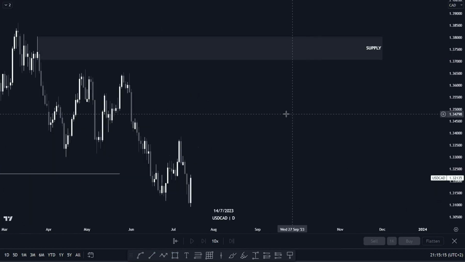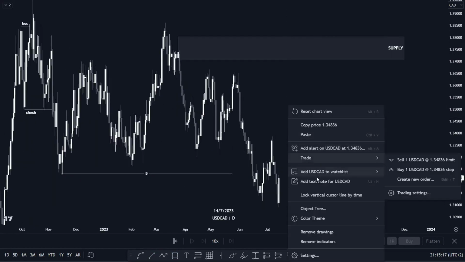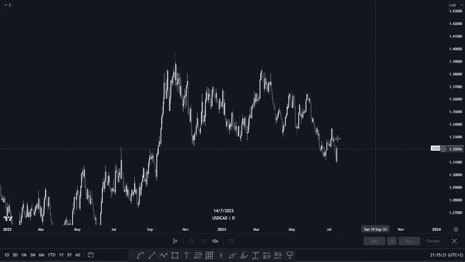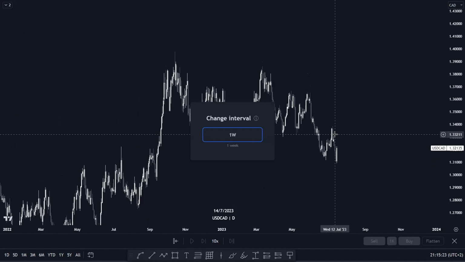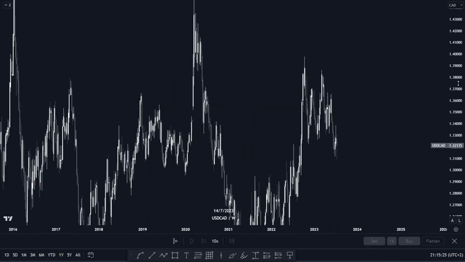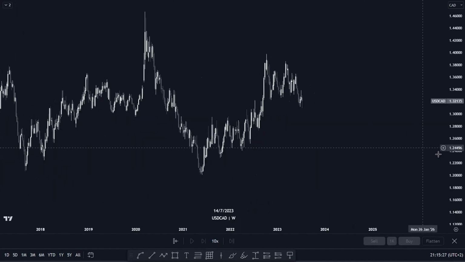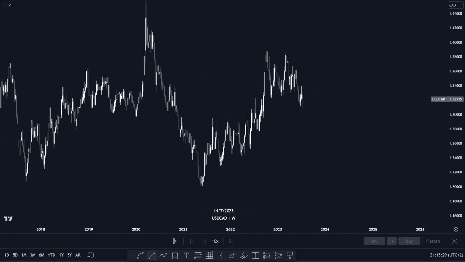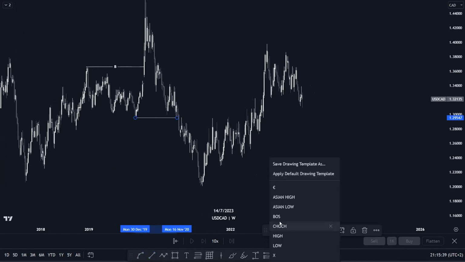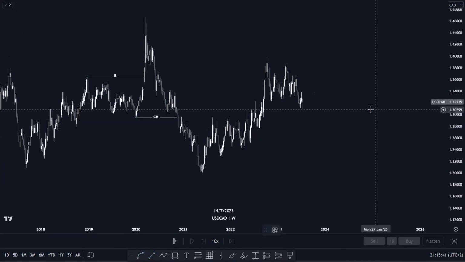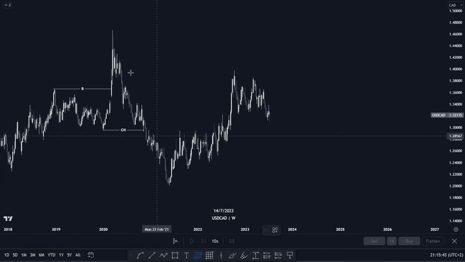Moving on to USD CAD. Let me just remove everything. Okay, so now on USD CAD on the weekly time frame, we managed to see that here price created a change of character, a break of structure, and a change of character. Okay, and price tapped us into our golden zone entry.